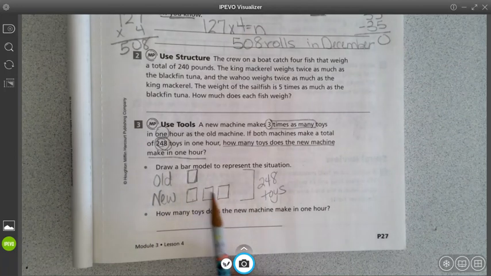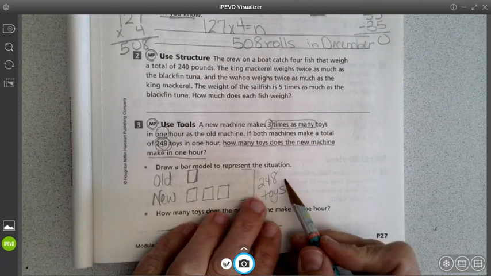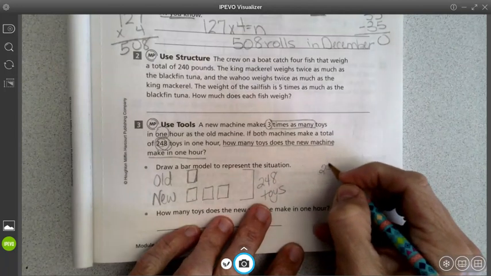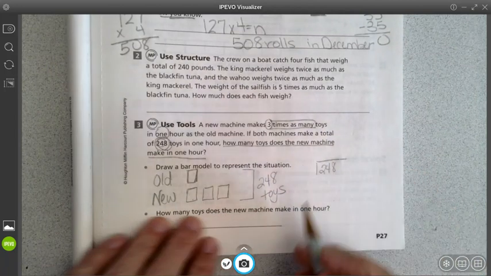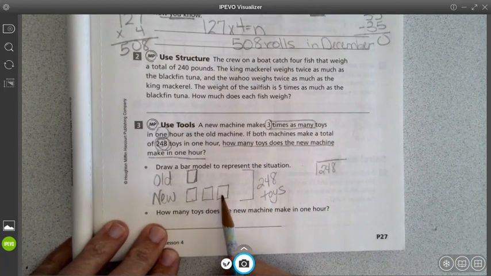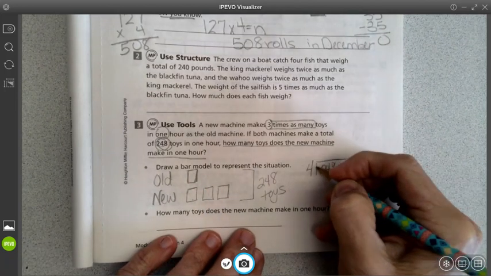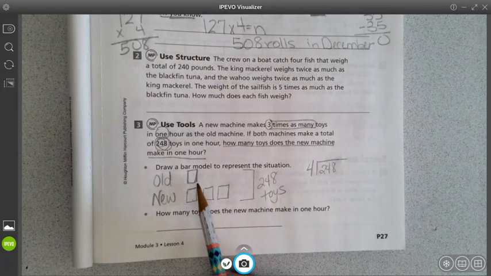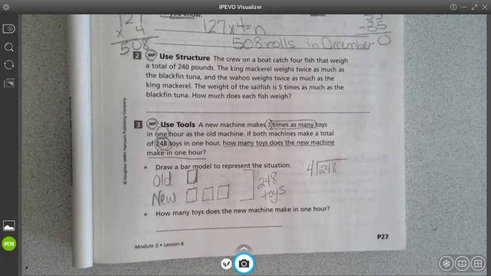So now I have to figure out what the value of each of the boxes in my model is. If you remember, we're going to take the total number of toys and divide it by the 4 boxes in our model. We can't forget about that box for the old machine. We have to give it a value.